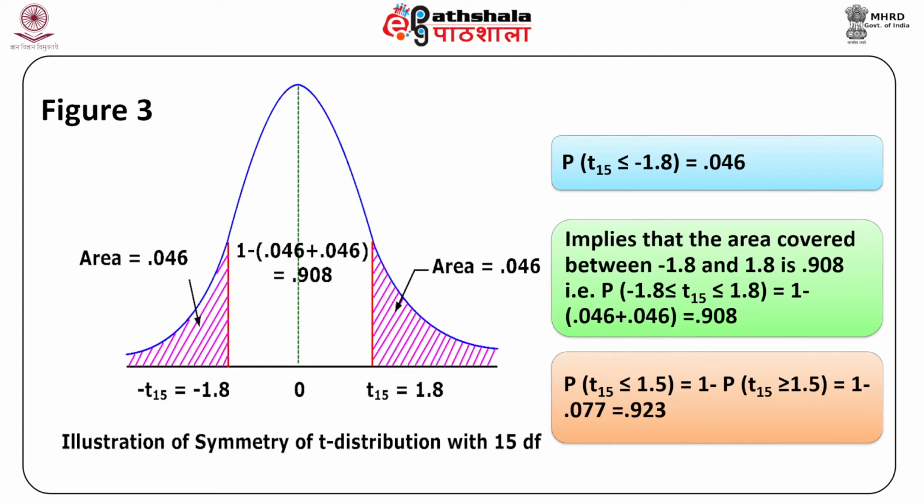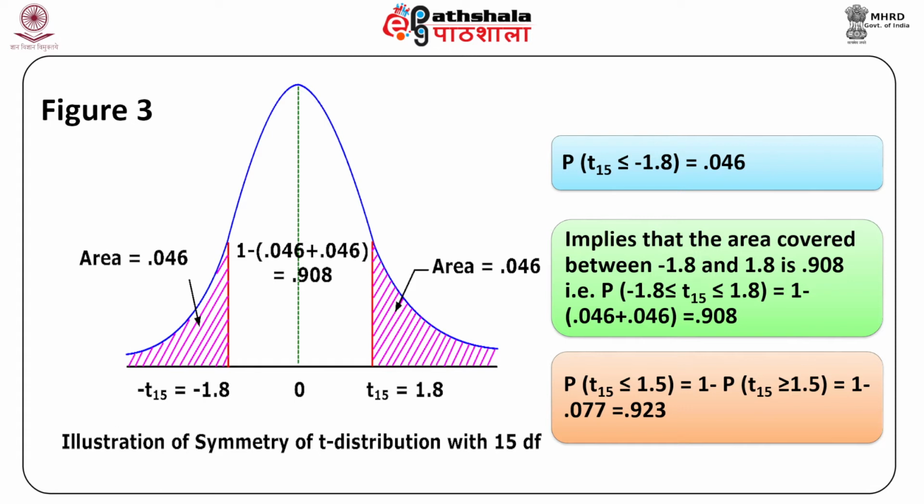So for that reason, if the area to the left of a certain negative value of T nu is to be found, we can simply see corresponding to the same positive value for a given degrees of freedom. As we have said, the table gives probabilities only for positive values of T nu. Further, if the area to the left of a positive value of T nu is to be found, then we need to subtract probability to the right of that value, which we can see from the table, from 1 for a given value of degrees of freedom.